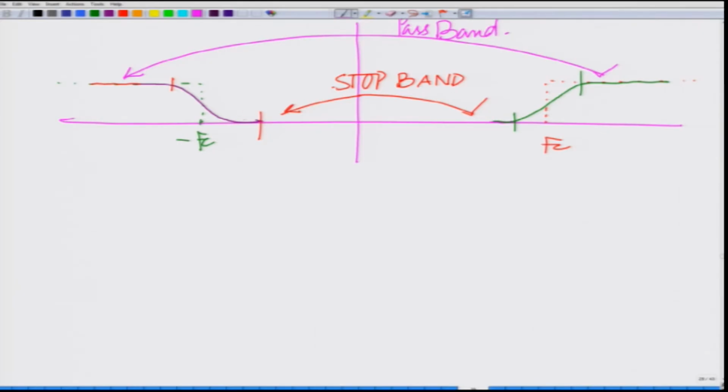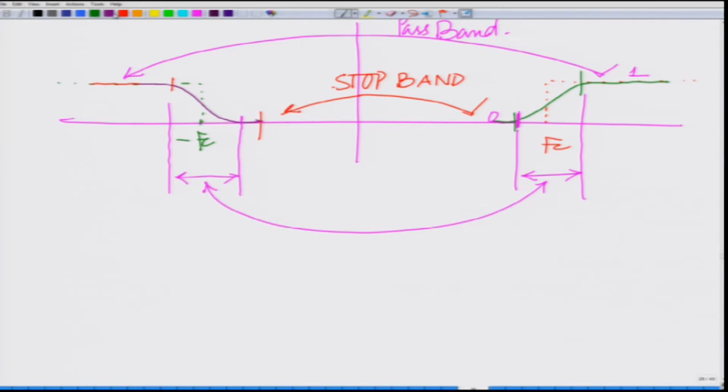But if you look at this part where it is rising from 0, so here it is 0, here it is 1, and this particular part where it is rising from 0 to 1, and similarly over here, this part where it is rising from 0 to 1, these two are the transition bands. Where it is not 0 and it is not 1, but the filter magnitude response lies between 0 and 1, this is a transition band. Let me write that in bold so that this is your transition band.